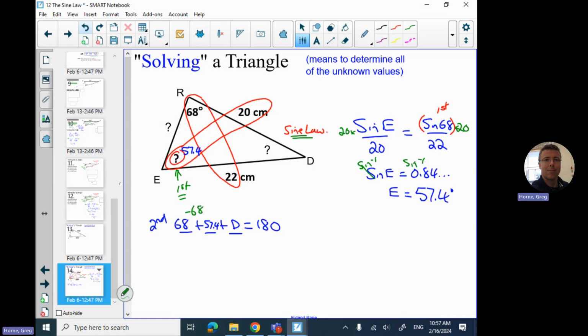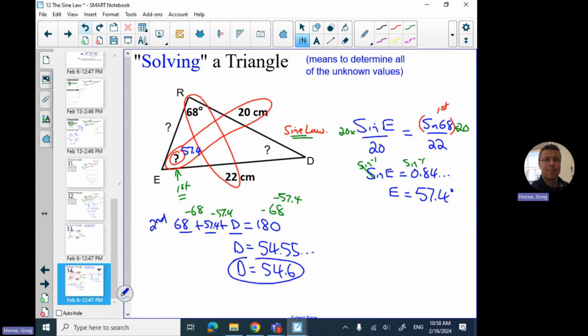Just subtract 68 from both sides and subtract 57.4 from both sides. Or you could have added them up first and then just subtracted the total of them. But it doesn't really matter. 180 take away 68, take away 57.4. So that should be 54.55. I'm going to round that to 54.6.